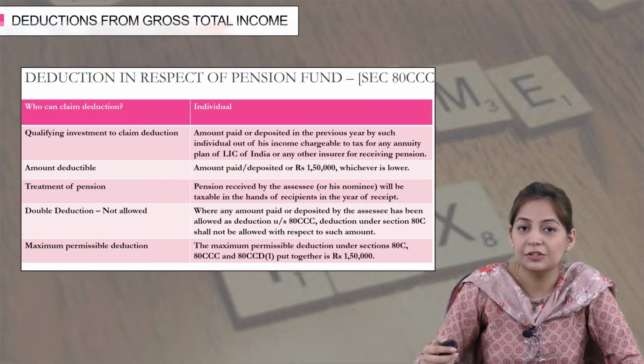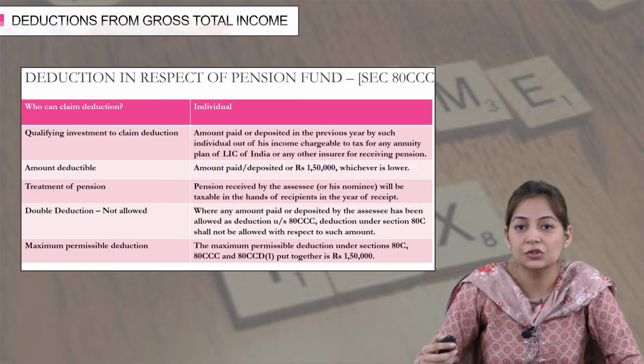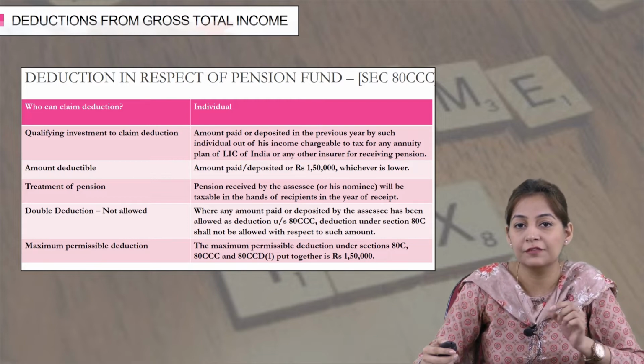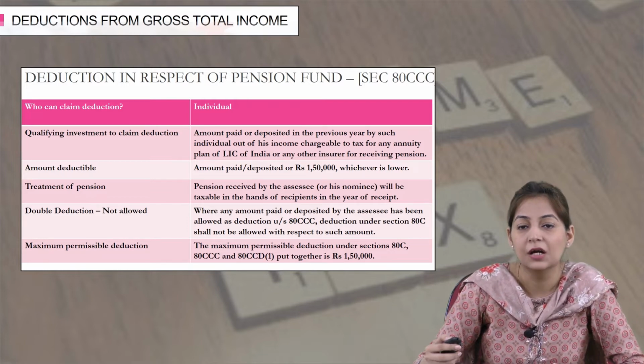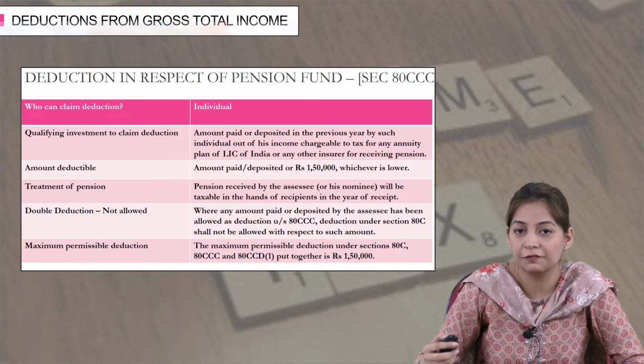The next point which we have to keep in mind here is the double deduction is not allowed. What does it mean? It means if you have claimed deduction of the same amount under any section, for example under section 80C, then you cannot claim this deduction of same amount under section 80CCC.